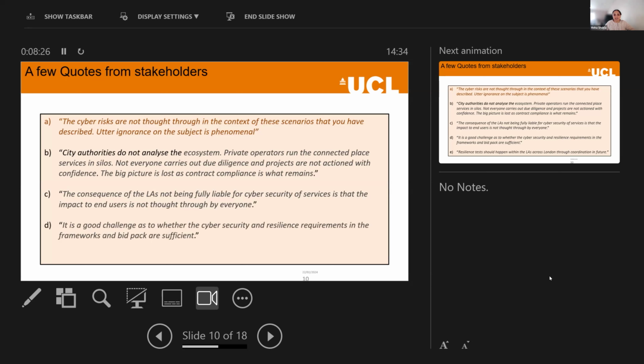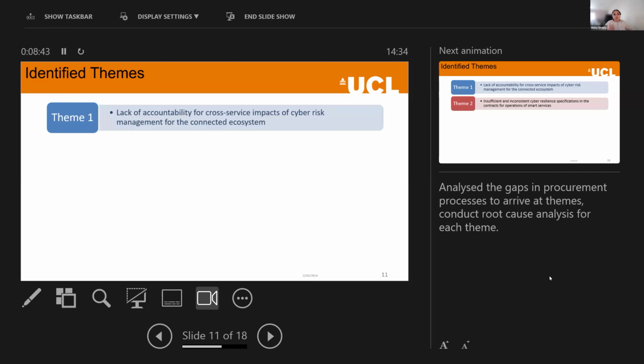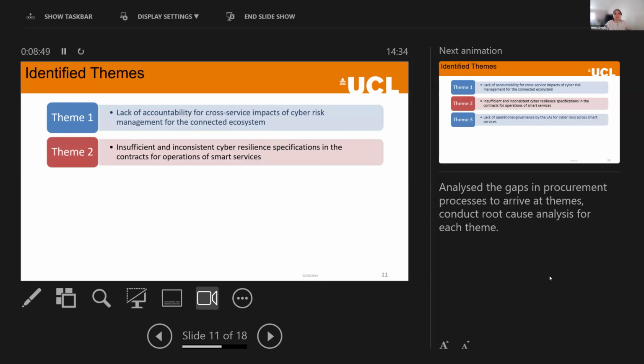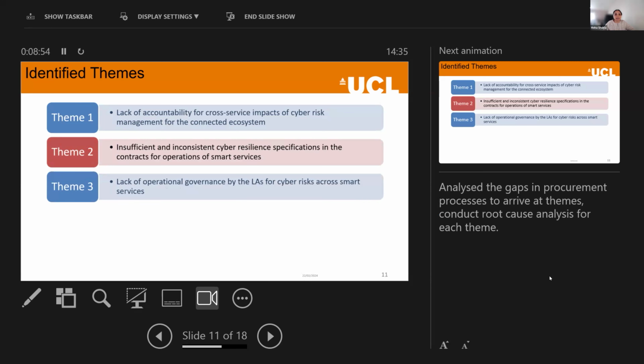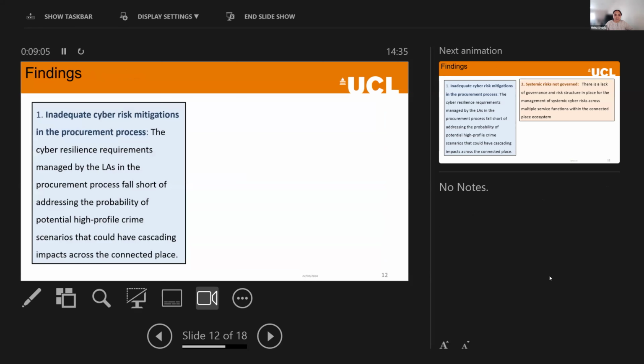TfL actually had created, that's Transport for London, a good framework. However, they were really agreeing to the challenge that all the requirements were not really there in their framework. And there was probably an absence of resilience tests as well. So all these observations were put into 5 themes: lack of accountability across services to be protected, insufficient cyber resilience specifications, lack of operational governance, lack of assurance, and inadequate skills. So we divided these into the 5 themes and then came up with specific findings.